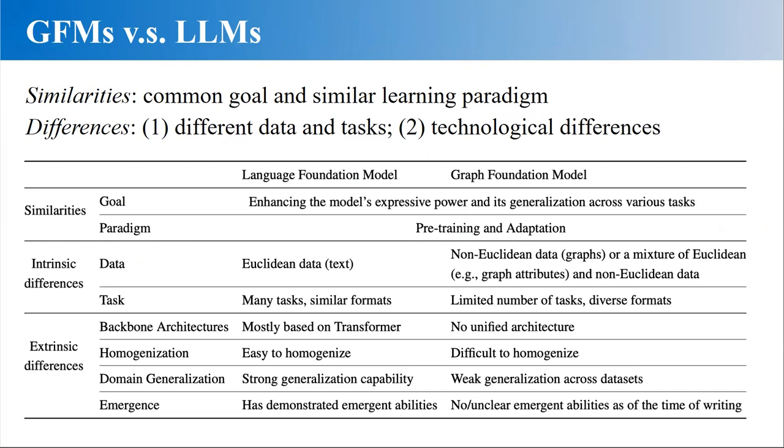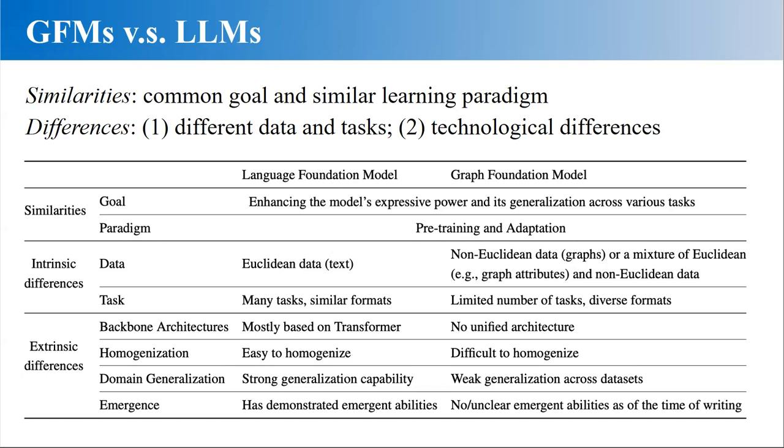Here, we compare the graph foundation model and large language models. They have the same goal and paradigms. They both enhance the model's expressive power and generalization across various tasks. And they also have two stages, pre-training and adaptation. However, they have intrinsic differences in data and tasks.